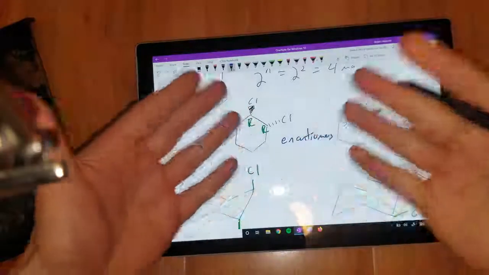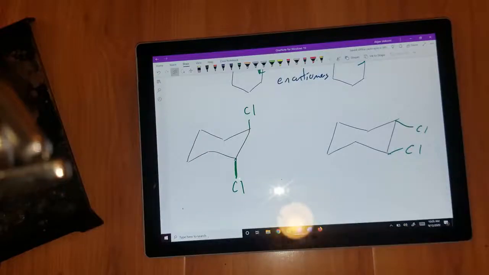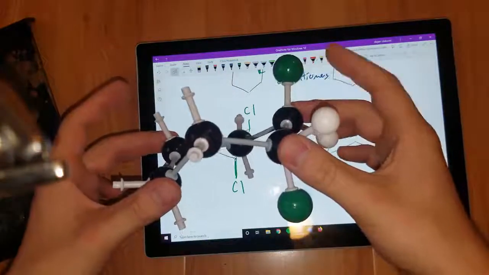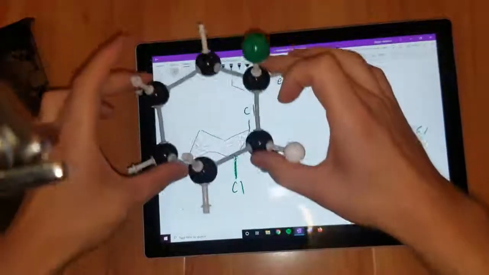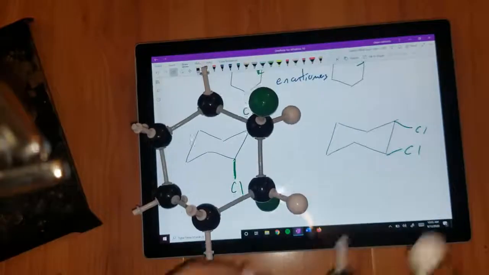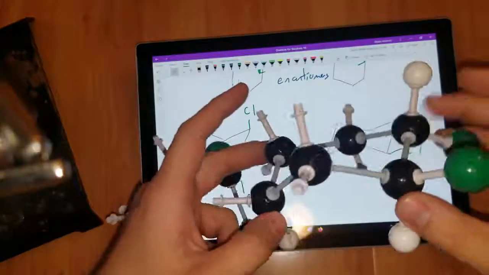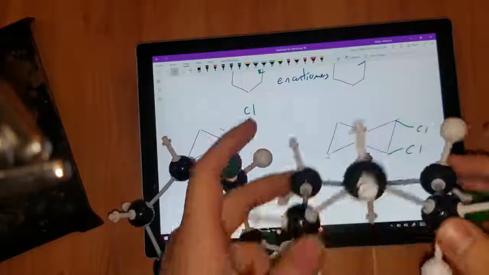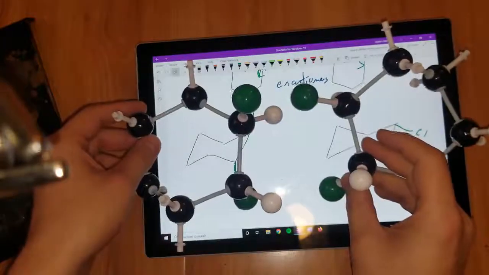Right, but remember, enantiomers are non-superimposable mirror images, and so if we look at these 2 compounds, they don't really look like mirror images, right? Again, here we have our chlorines, 1 and 2, both up and then down. And then here we have our chlorines, right? Same kind of configuration, same way we're looking at it. Chlorine is down and equatorial, and then this chlorine is up and equatorial. And so these 2 don't look like mirror images of one another.